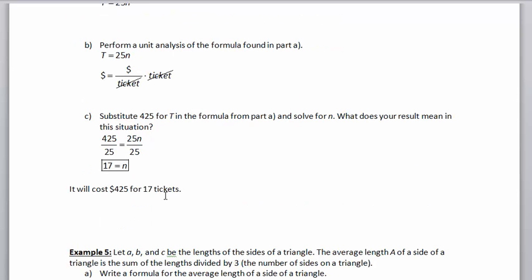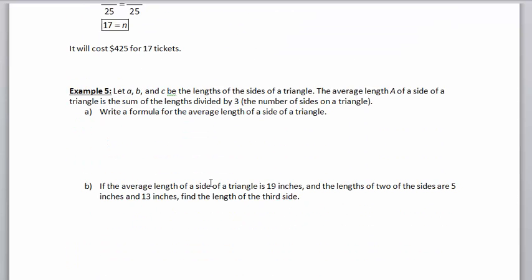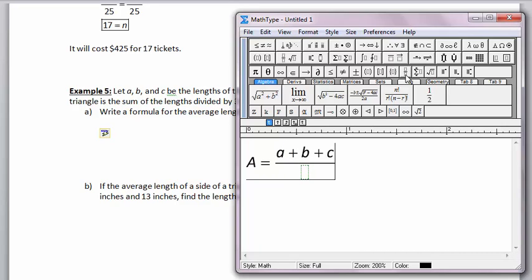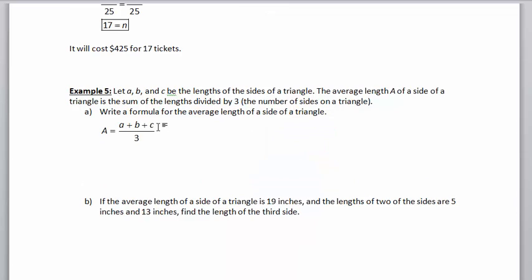In example 5, we're going to let A, B, and C be the lengths of the sides of a triangle. Capital A is going to be the average length of a side of a triangle. It's going to be the sum of the lengths divided by 3 since the triangle has 3 sides. So let's write a formula. I'm trying to calculate the average length A, and I know how to do this. I know I'm going to add up all the sides, A plus B plus C, and then divide by the number of things I added, 3. That's going to give me a formula for the average side length.